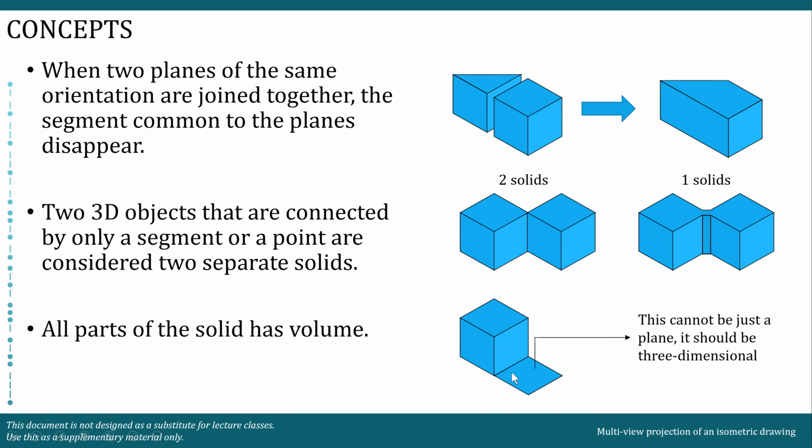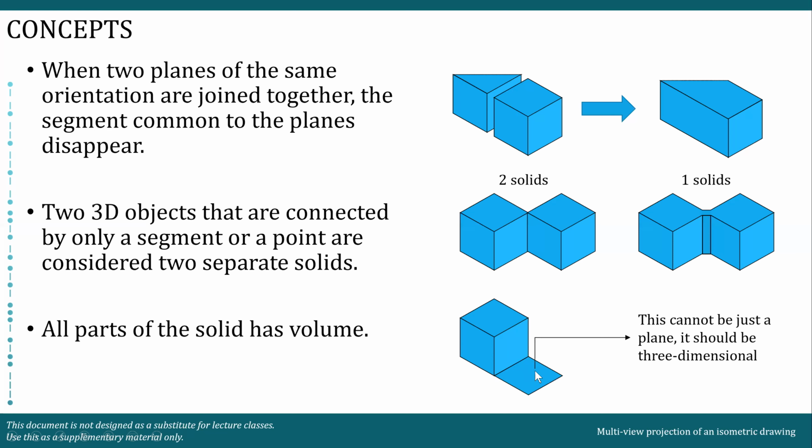So kapag may nakita kang ganitong isometric drawing, unang pwede mong maisip, sometimes no, ang pinaka-basic kumbaga, ang intuition ng tao, makikita niya parang meron kang papel na nasa sahig. 'Di ba? Mukha siyang papel na nasa sahig. Pero hindi yan dapat papel. Ibig sabihin, it should have a volume. This cannot be just a plane. It should be three-dimensional. A plane is two-dimensional.